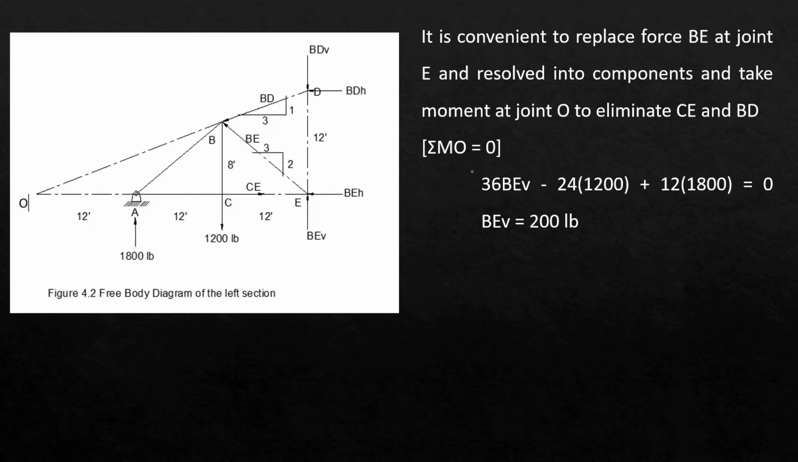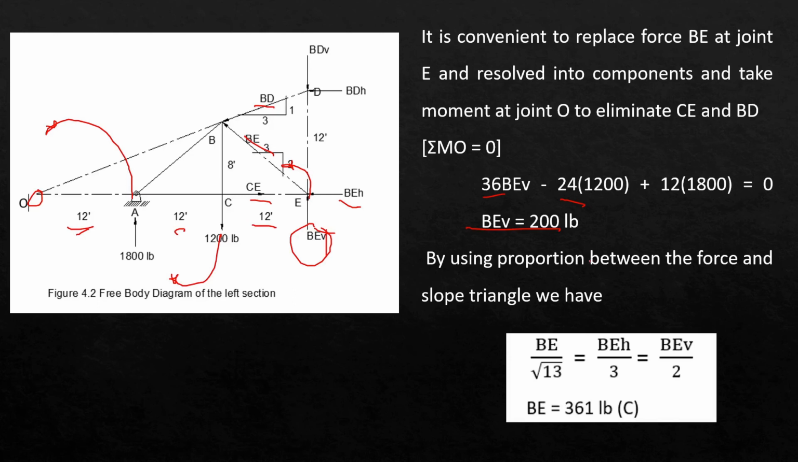Now, it is also convenient to replace BE with its components, and then we are going to take moment at joint O, by which here we can eliminate BD and CE. In other words, we can have here BE vertical, we take moment at joint O, in this direction, let's say this is positive, this is 12, 12, another 12, this becomes 36. And then you have minus 24 since this is in the opposite direction, 12 and 12 is 24. And then in a counterclockwise direction again, 1800 times 12, will give us BE vertical, which is equal to 200 pounds.